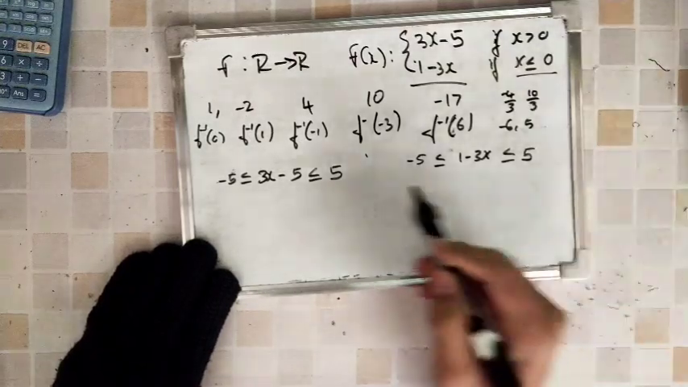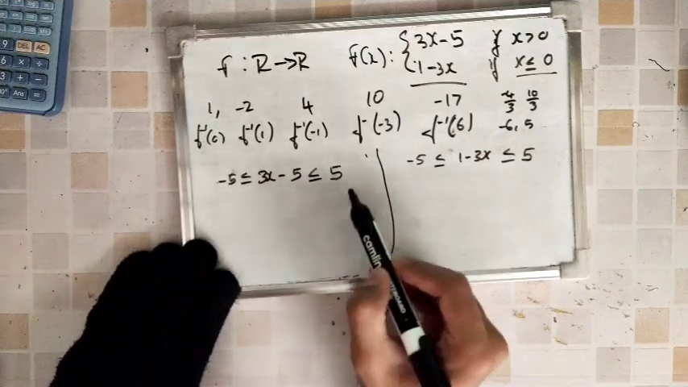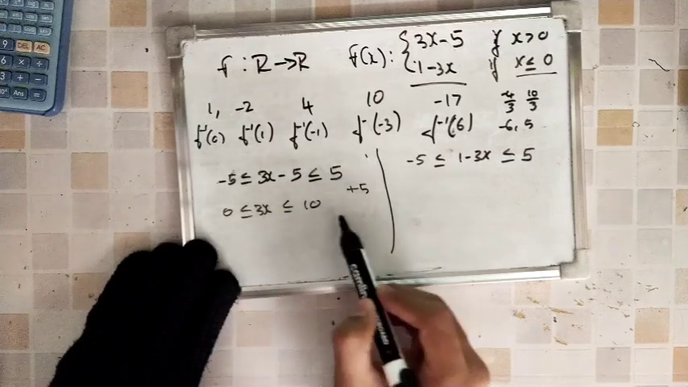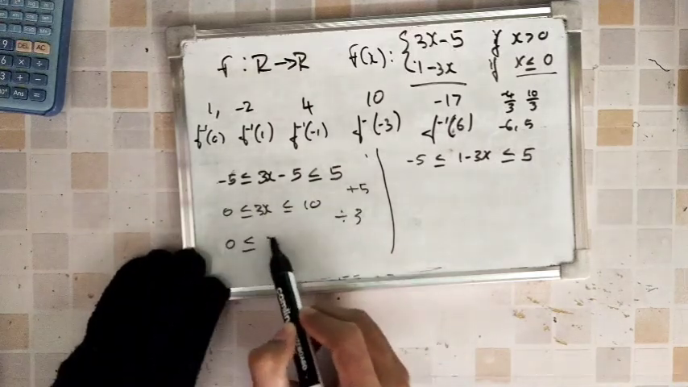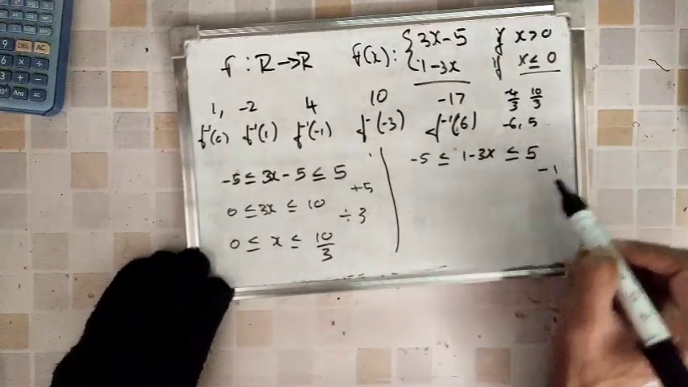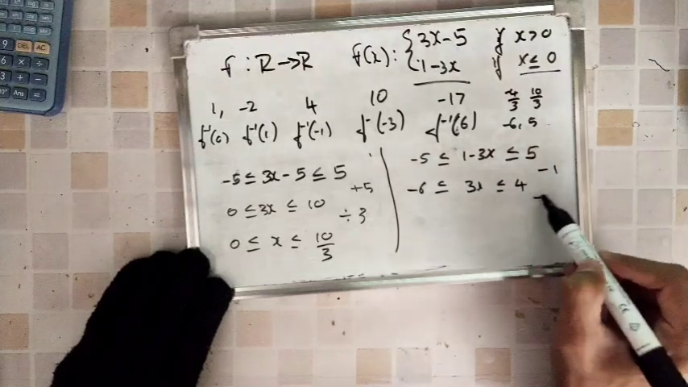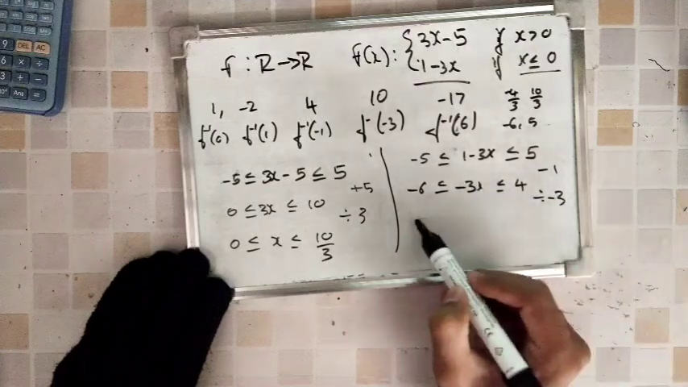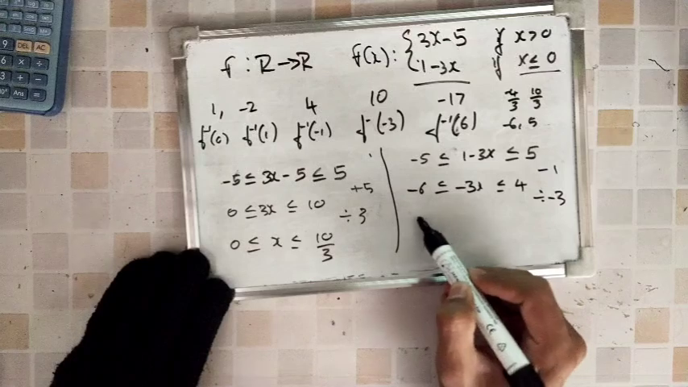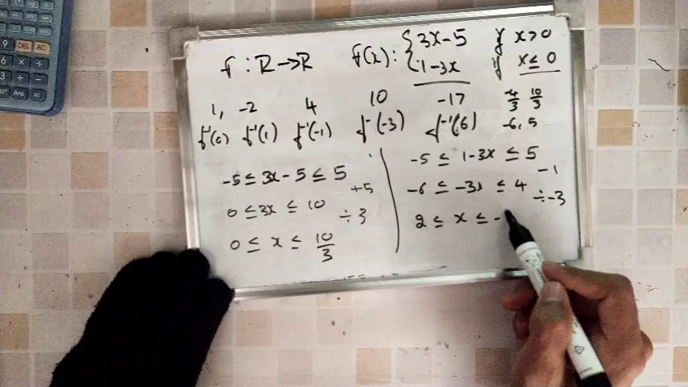Okay, then I have to add 5 here now. So if I add 5 here, plus 5, same I will do. 0 less than or equal to 3x less than or equal to 10, then divide by 3. 0 less than or equal to x less than or equal to 10 by 3. Similarly, here I have to subtract 1, so minus 6 less than or equal to 3x... less than or equal to 4, then divide by minus 3. Minus 6 divided by minus 3 is plus 2, so we get x between minus 4 by 3 and 2.